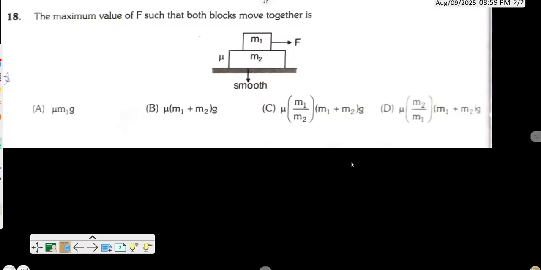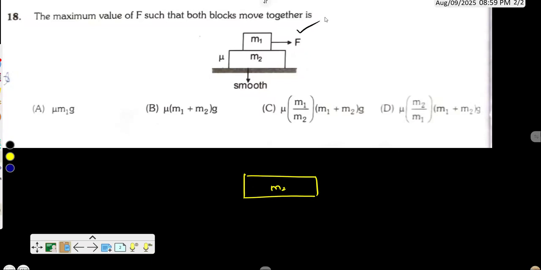Let us do this question. This is the same again, the block on block question. In this, there are two blocks, M1 and M2. First, we have to identify which block is moving with friction. The block that moves with only friction is the M2 block, because there is a force on M1.